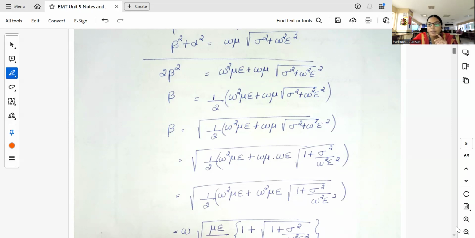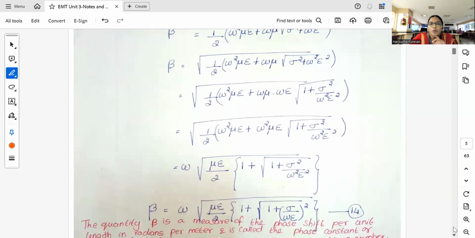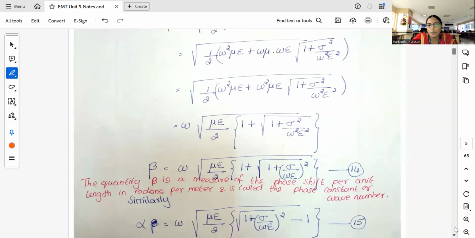And try to take the common terms in the equation. When you solve it, you will be getting beta is equal to omega square root of mu epsilon divided by 2, into the square root of 1 plus square root of 1 plus sigma by omega epsilon the whole square. So the quantity beta is nothing but the measure of the phase shift per unit length in radians per meter, and is called the phase constant or wave number. So beta is called the phase constant or wave number.